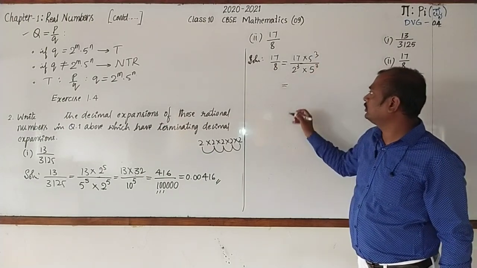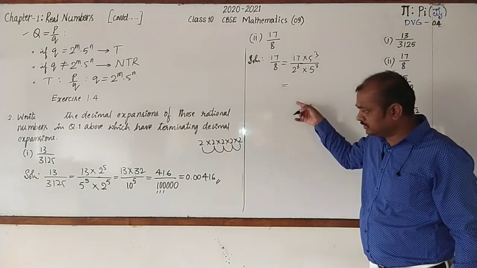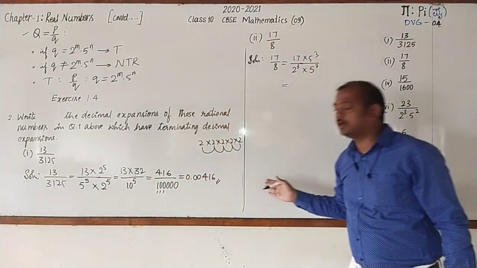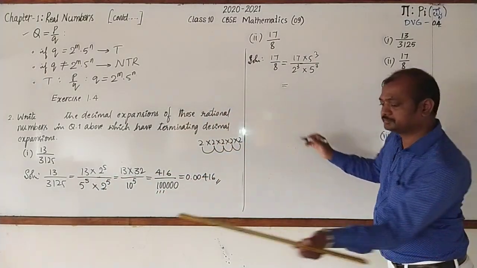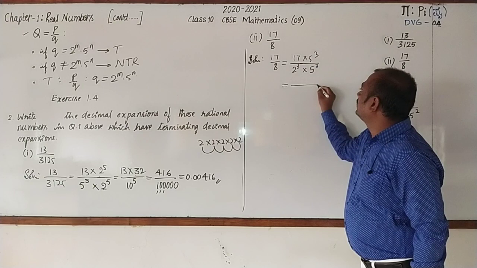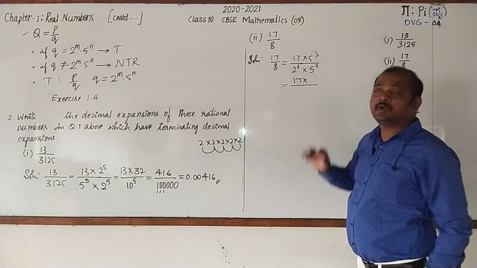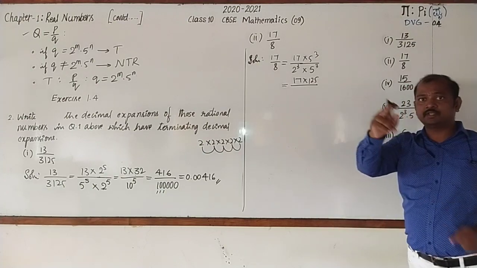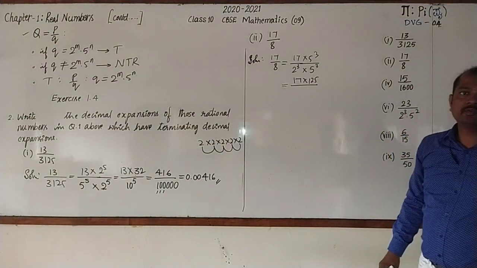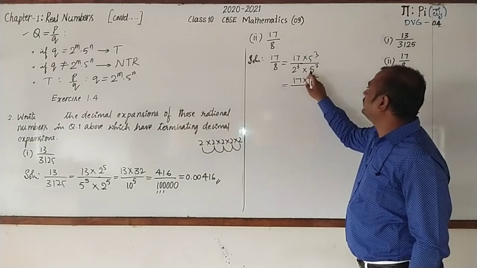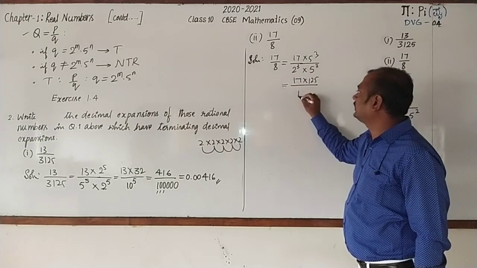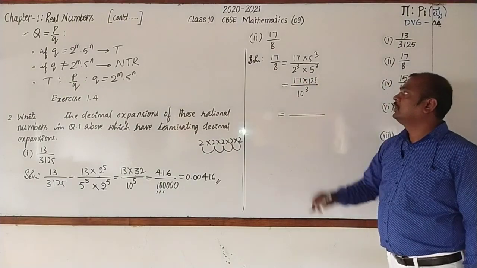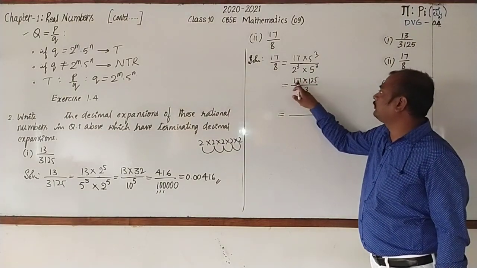You have to write like this in vertical form, but here I did not have space, so I have written horizontally. Look here. 17 into 5 cube. What is 5 cube? 125. 5 5s are 25, 25 5s are 125. Next, 2 cube into 5 cube: 2 5s are 10, so 10 cube. Now multiply 125 by 17.